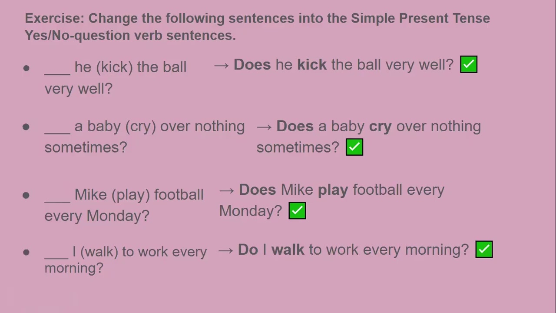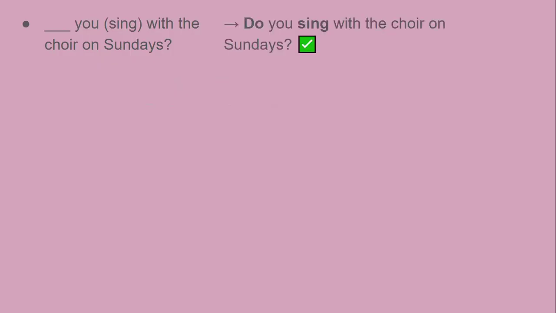Let's keep going. Next sentence. Space, you sing with the choir on Sunday. In this sentence, the subject is you. And the rule says, for subjects, I, you, they, and we use do. So we have to use do. Then our full sentence becomes, do you sing with the choir on Sundays?